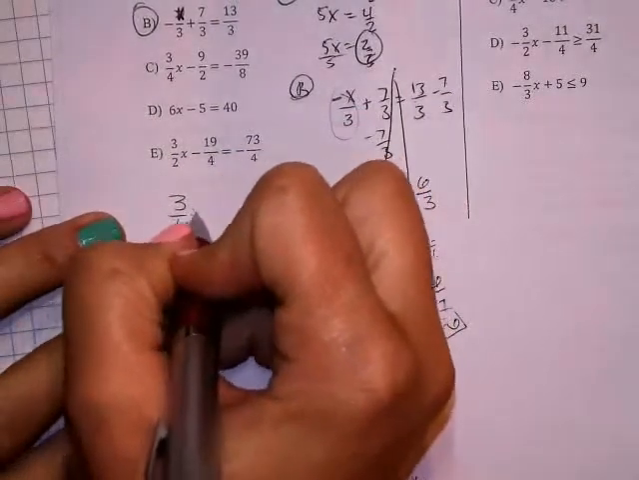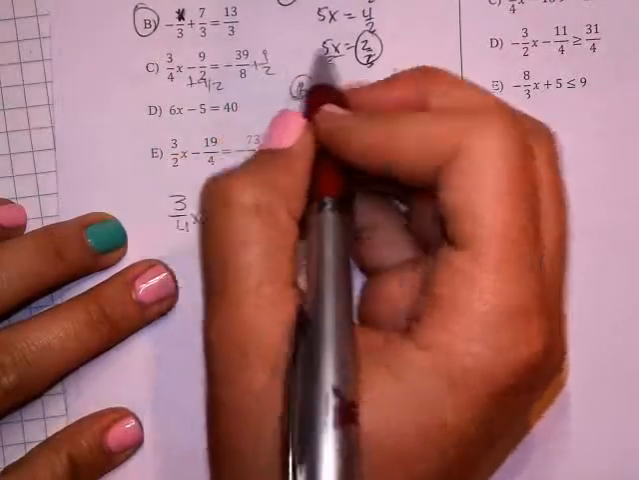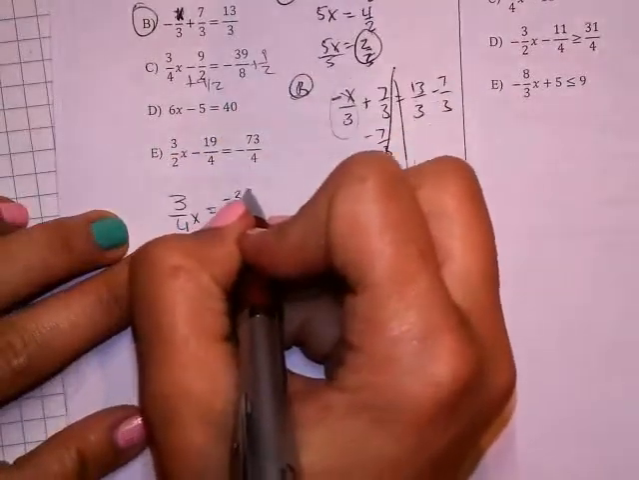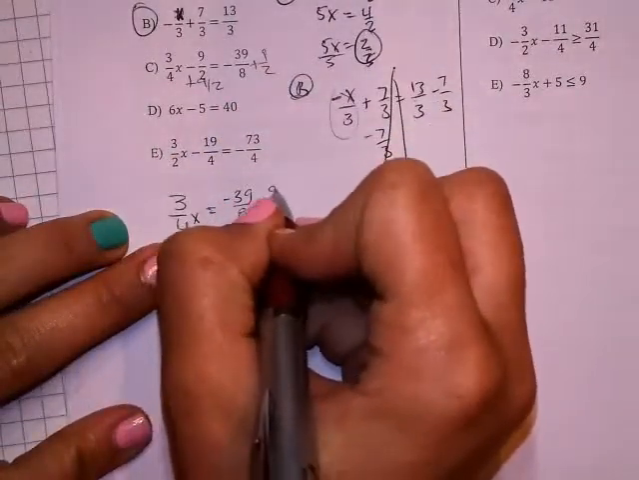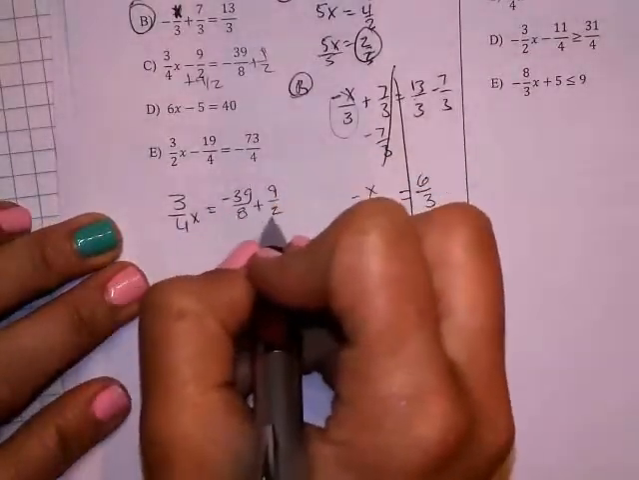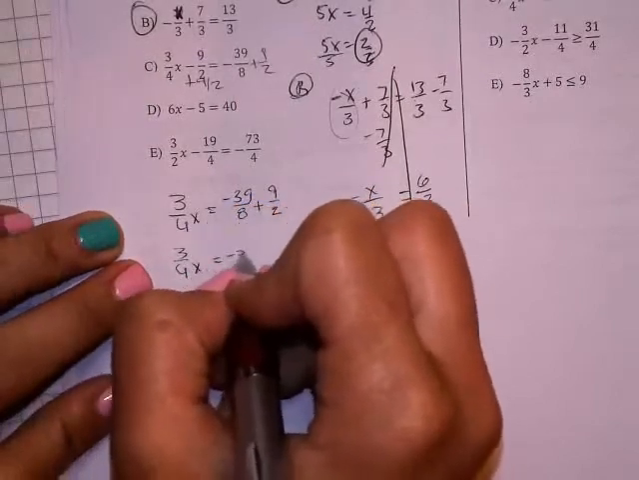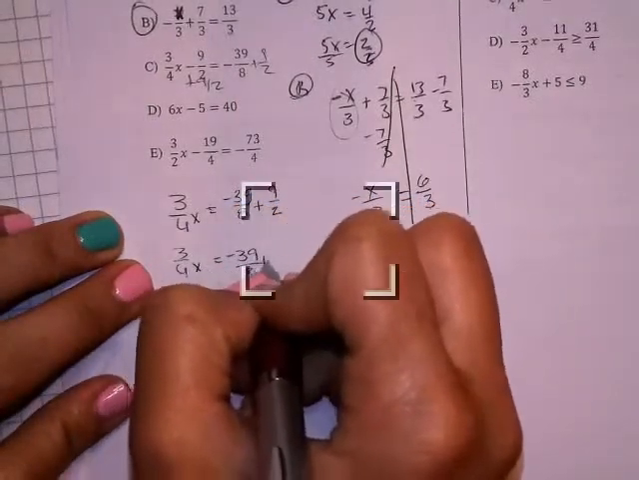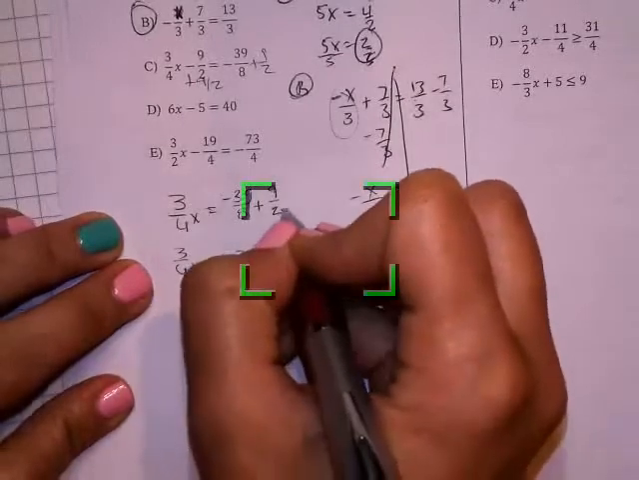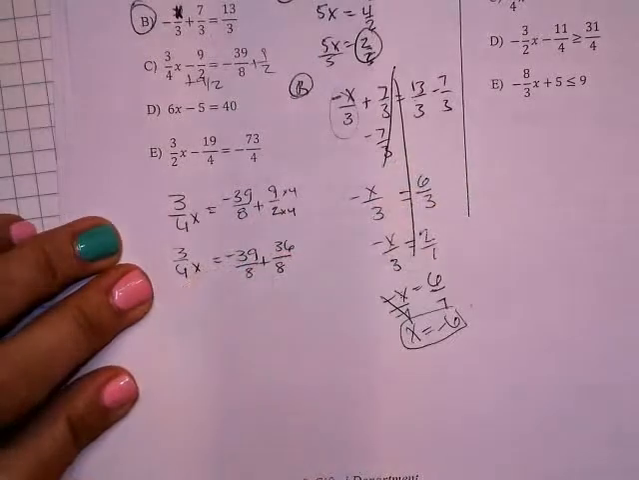3/4 x. I'm just going to go ahead and add 9 over 2 on both sides. It is equal to negative 39 over 8 plus 9 over 2. You need a common denominator in order to add these two. So I'm going to rewrite this. It's negative 39 over 8 plus something over 8. 2 times 4, so 9 times 4 is 36.